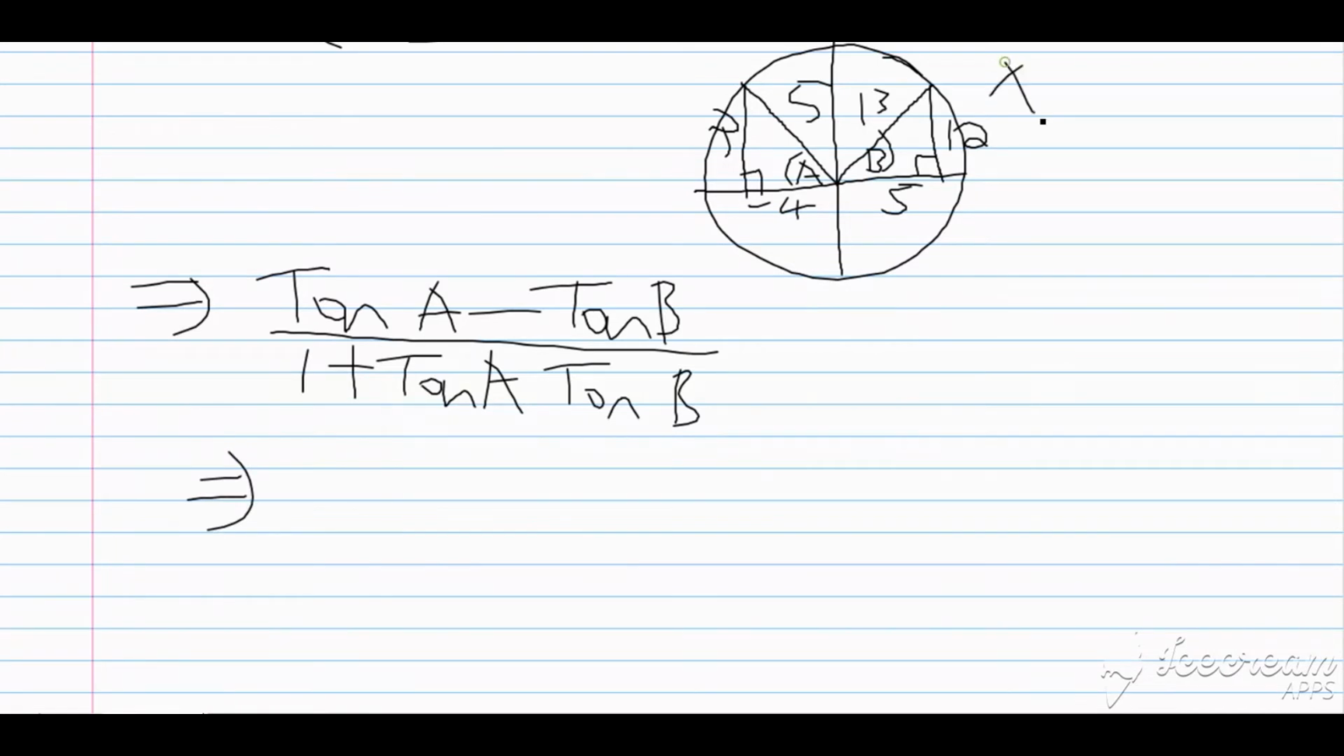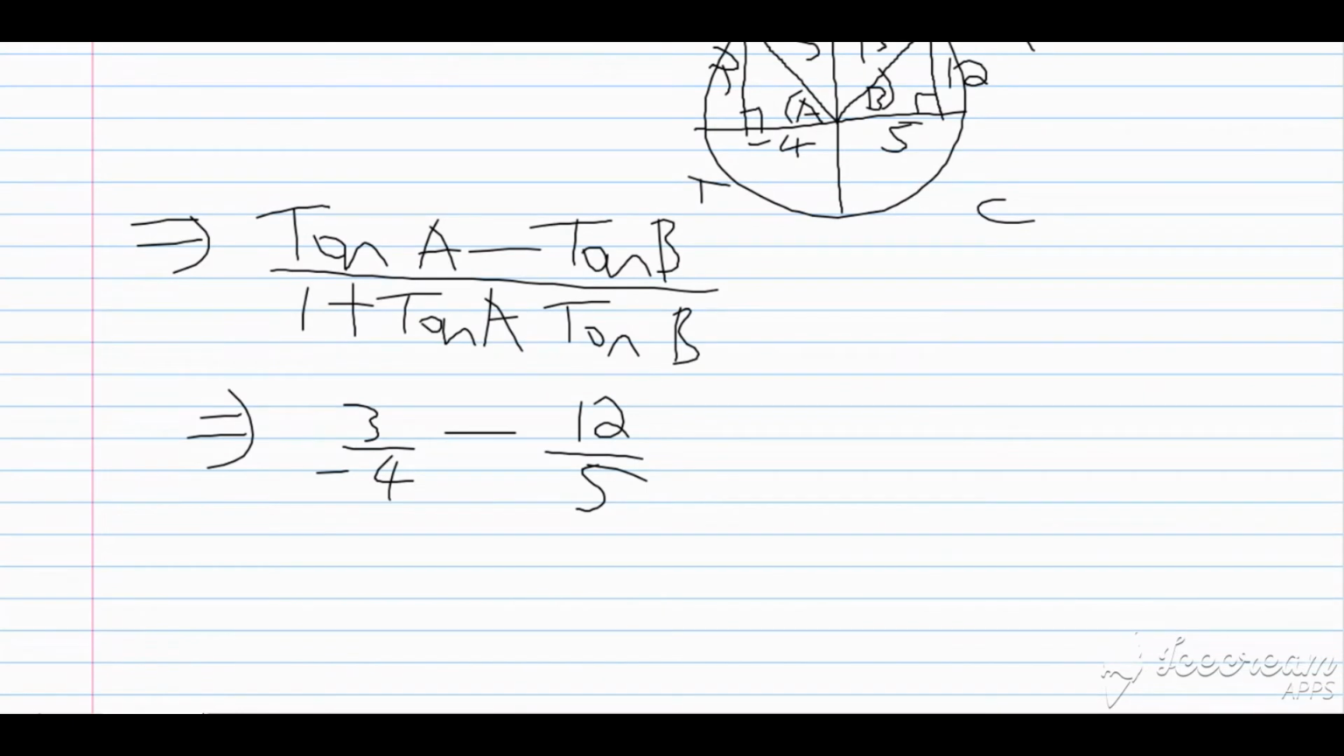And bear in mind, all science teachers crazy. So that tells you what is negative in where, and even the signs will help you to figure it out. So if I were to go tan of A, tan is opposite over adjacent. So I would have 3 over negative 4 minus the tangent of B. Opposite there is 12, so that's 12 over 5.